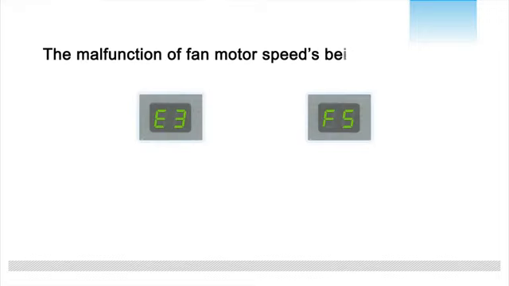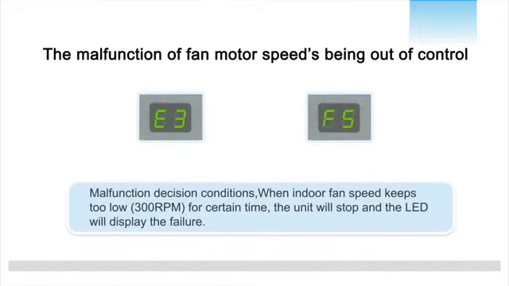When the display board of the indoor unit displays E3 or F5, that indicates the malfunction of the fan motor speed being out of control. Malfunction decision conditions: when the indoor fan speed keeps too low, 300 RPM, for a certain time, the unit will stop and the LED will display the failure.